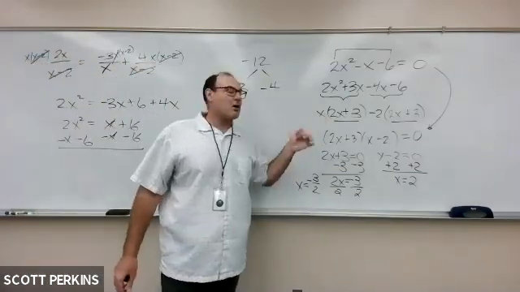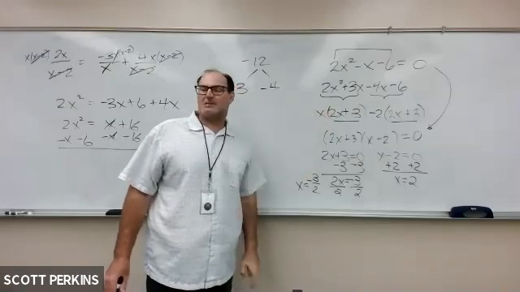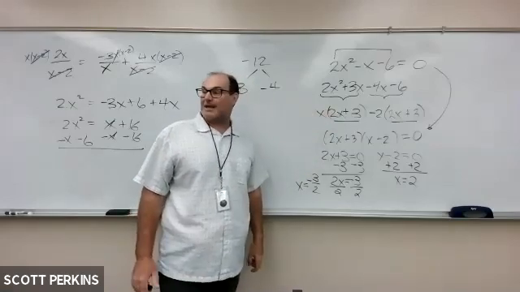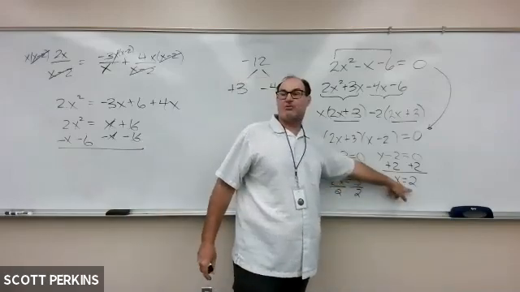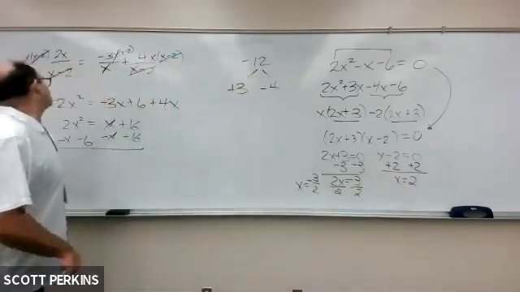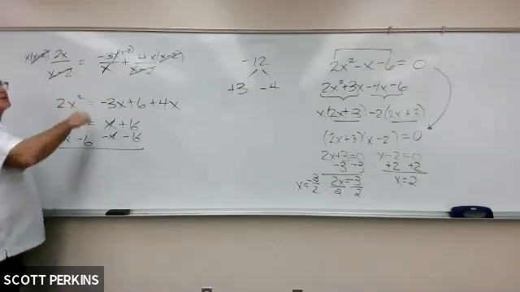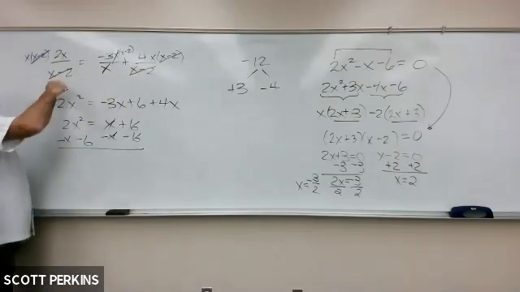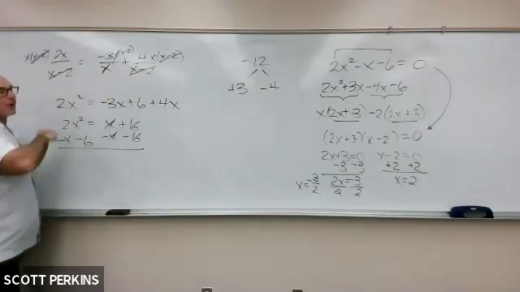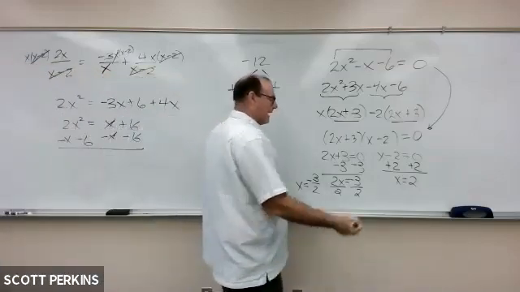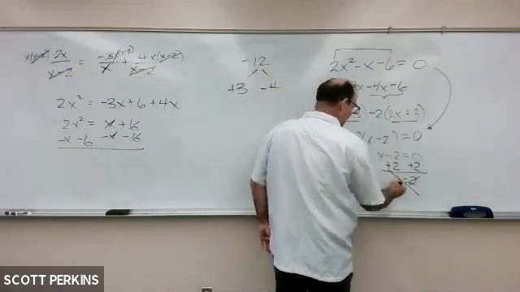Before we get happy though and say these are both my answers, let's make sure we check that they don't make any denominators 0. Let's try the 2 first. Does the 2 make any of my denominators 0? Yeah, it makes the first one, the last one, 2 minus 2 is 0. Sorry, goodbye, throw you out.